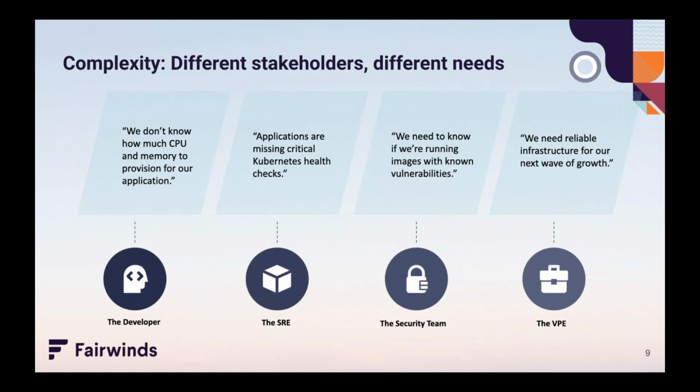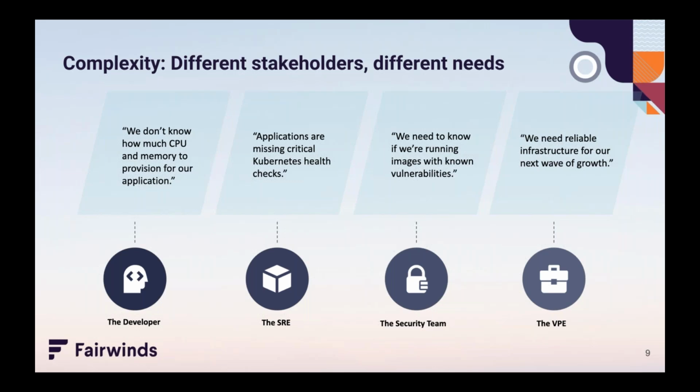And a lot of times the developer may not know exactly how much CPU and memory they need to provision for their app. So these are some areas where they can spend a lot of time and effort getting this information into the configuration. The second might be from the SRE. And the SRE, who's responsible for keeping and monitoring the applications in production, they may be looking for certain configurations that could be missed as part of this process.